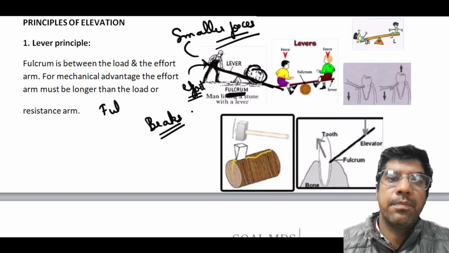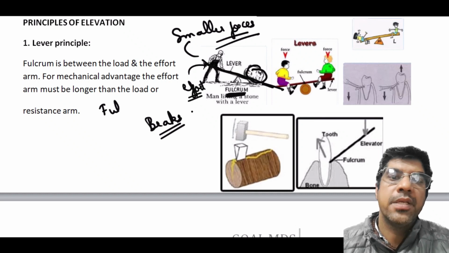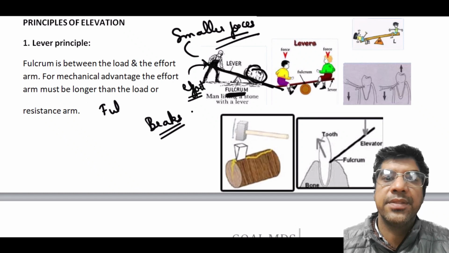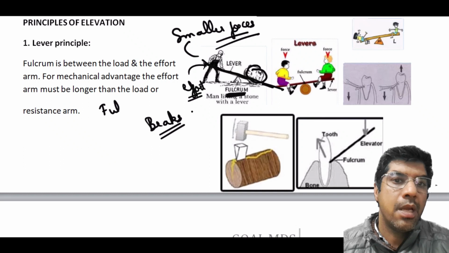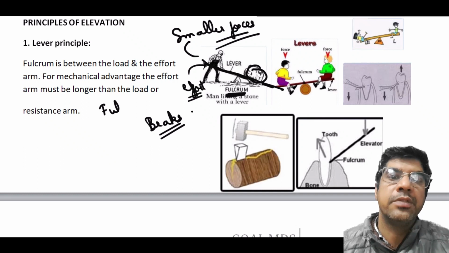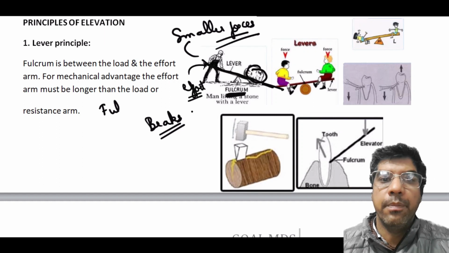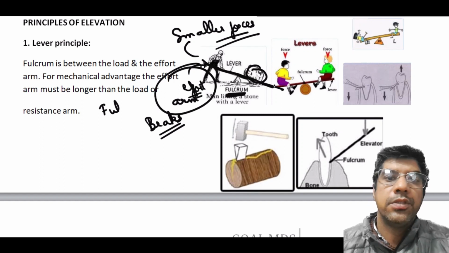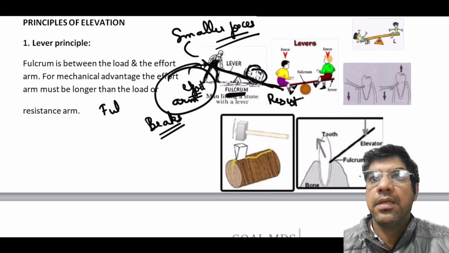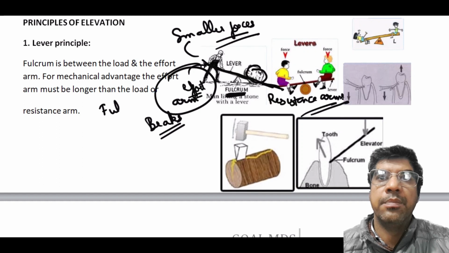So for a lever principle to work, you should have a longer handle. Imagine you are using a pair of pliers. If the handles are short, it is harder to squeeze them, right? But if the handles are longer, you can squeeze them with less effort. That is what we mean by effort arm. So the effort arm should be longer than the resistance arm, that are the beaks.